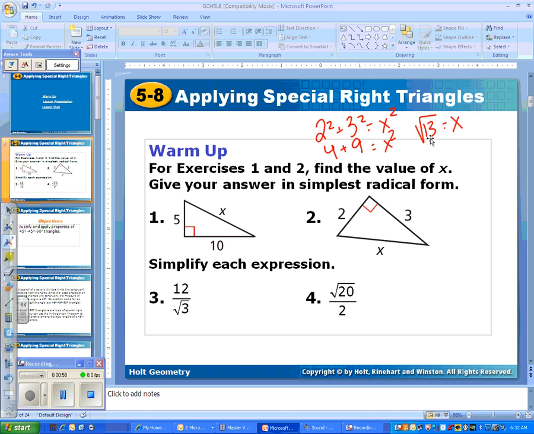Now, if you wanted to simplify, can you break 13 down into anything? No, 13 is a prime number. So your answer is just going to be radical 13. You can't simplify it anymore.